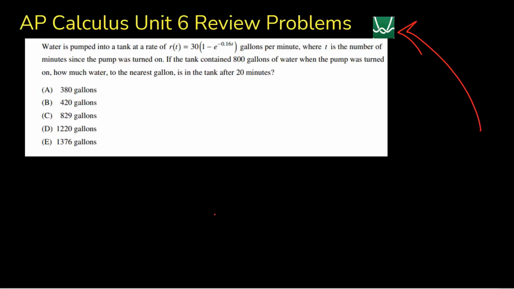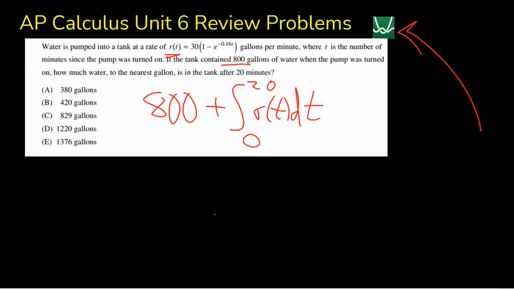So here we have to be careful. They tell you that there's already 800 gallons in the tank, and R of t represents the rate. We want to know how much water is in the tank after 20 minutes, so we have to add to the initial 800 the definite integral from 0 to 20 of R of t dt. If this were a free response question, this would be sufficient for your work.